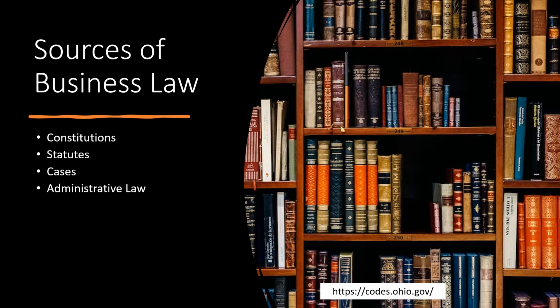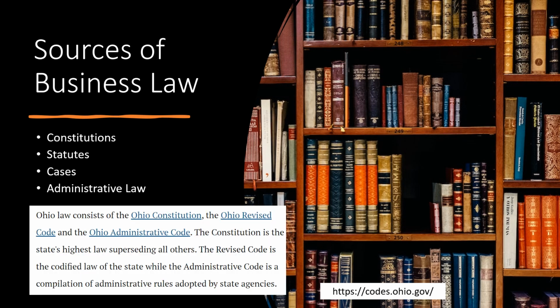So where do we get our business law from? Where does it come from? Well, it comes from a variety of sources. It comes from constitutions, okay? The U.S. Constitution, your state's constitution, comes from statutes, federal statutes, state statutes. And by the way, when we talk about constitutions and statutes, we're talking about something that's been written down, something that you can find easily in code books.